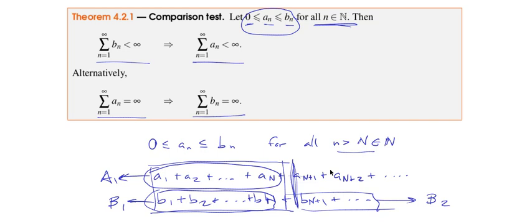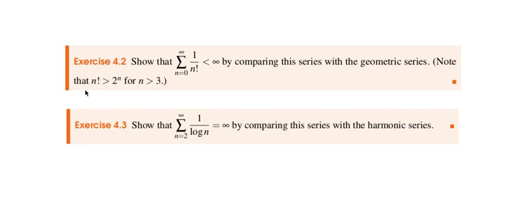Okay, so I'll leave you with two exercises to apply this test. The first one is to show that the sum of 1 over n factorial from n equals 0 to infinity is a convergent series by comparing it with the geometric series. Okay, and if you're wondering about n equals 0, the definition of 0 factorial is 1. Okay, this is just a convention. Don't worry too much about it.